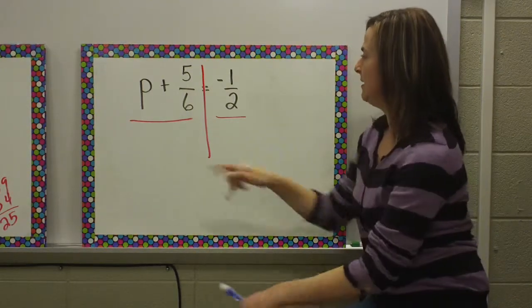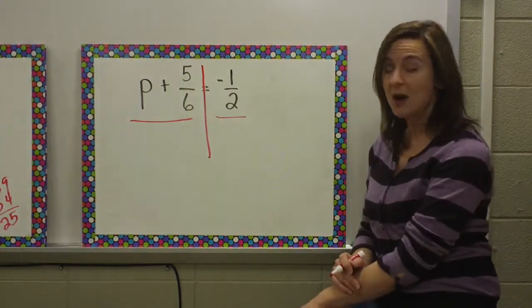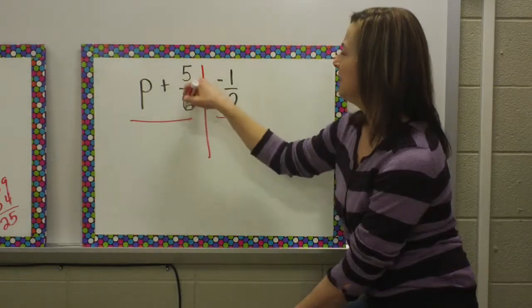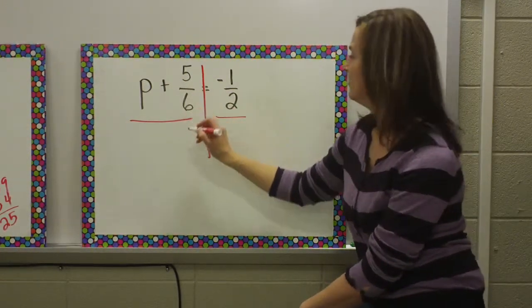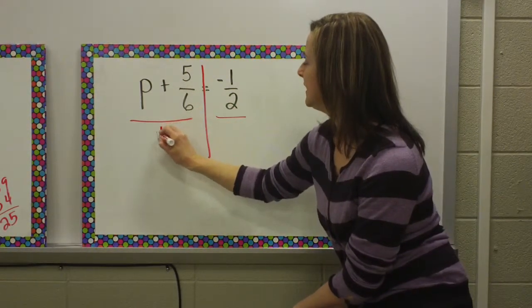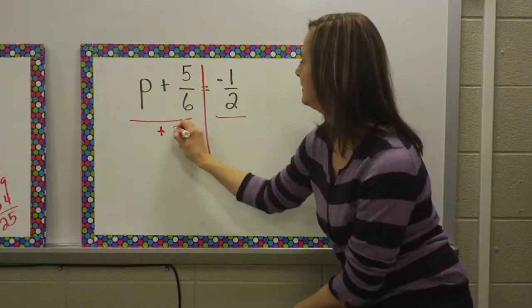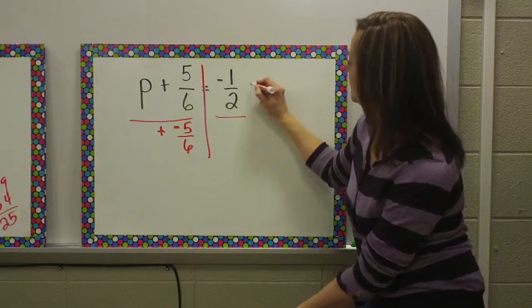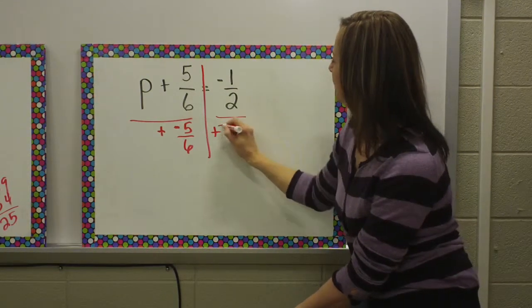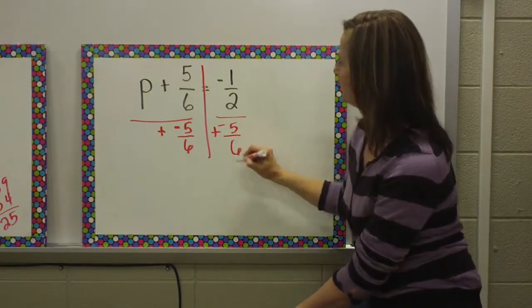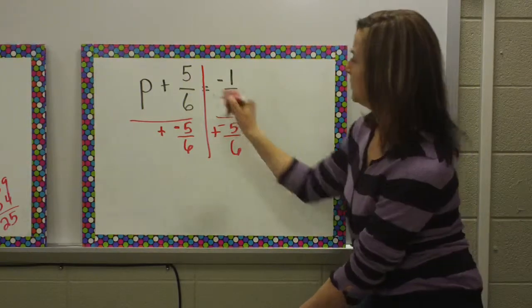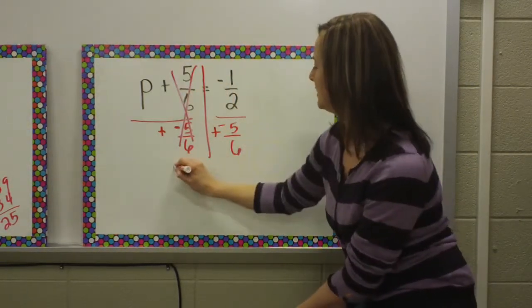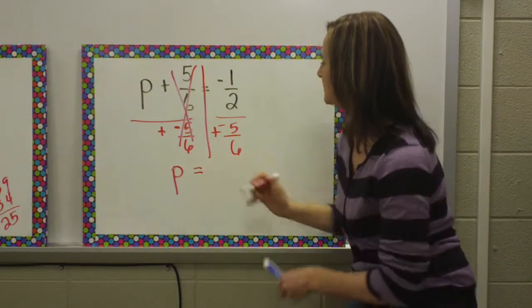Taking this a step at a time, I have no subtraction, so now I'm going to add the opposite. The opposite of 5/6 is a negative 5/6. I'm going to add a negative 5/6. Over here, I'm going to add a negative 5/6. Because these also are zero pairs, this cancels out and I'm left with p equals.